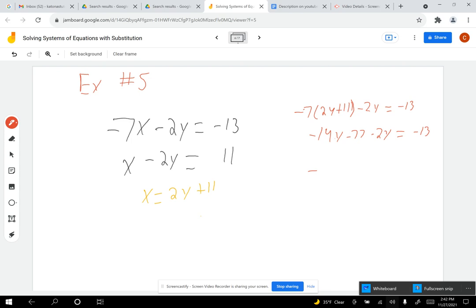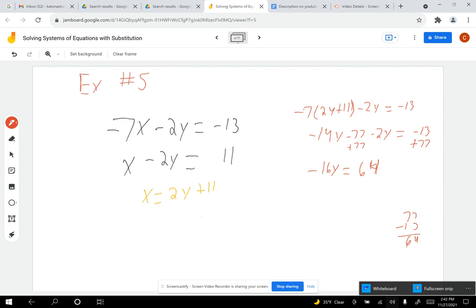There we go. Negative 14 plus negative 2 is negative 16y. Then I'm going to add 77 to the other side. Plus 77, plus 77. We're going to have negative 13 plus 77, which would work out to be 64. Positive 64 because our sign is bigger on the positive.